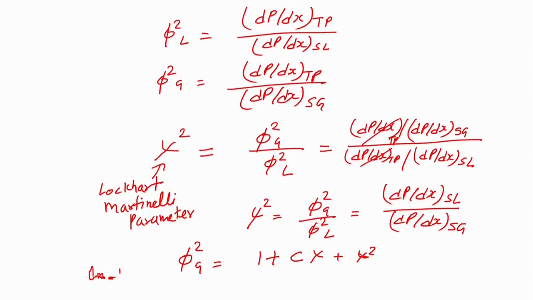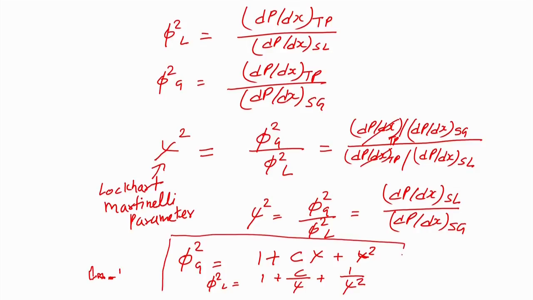This is the phi square g, and phi square l has been defined as 1 plus C upon psi plus 1 upon psi square. Now, many people use the symbol zeta, many use X, so there are different symbols available. Whatever symbol we are using, it is psi square. This will be the value of psi square g and psi square l. And if you know this, the problem now is to calculate the value of C.